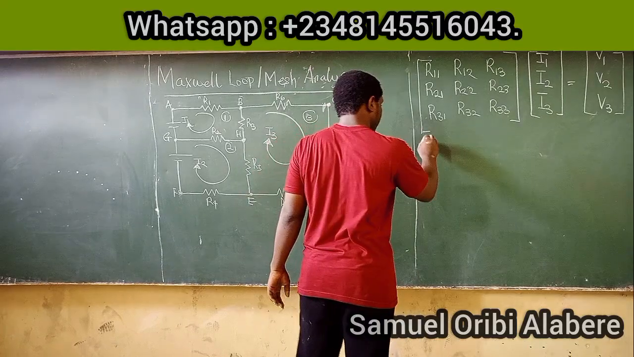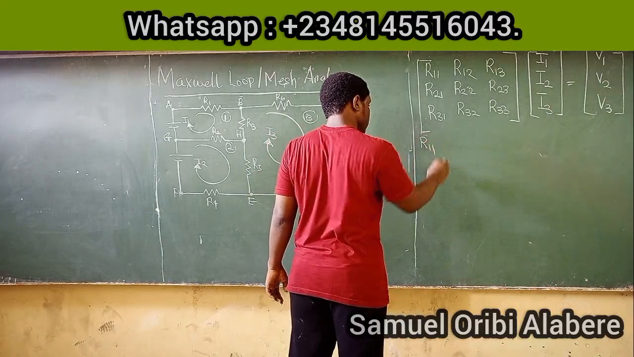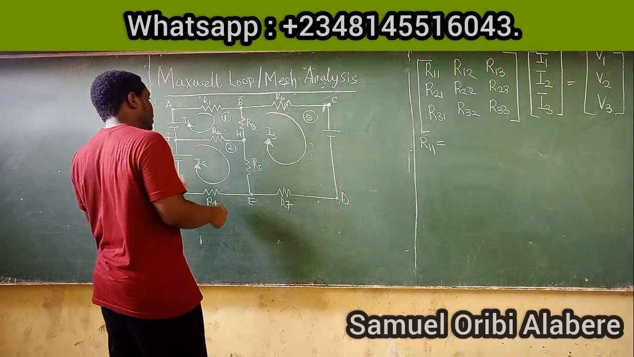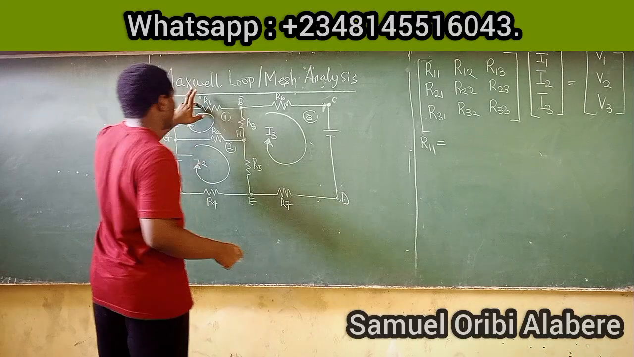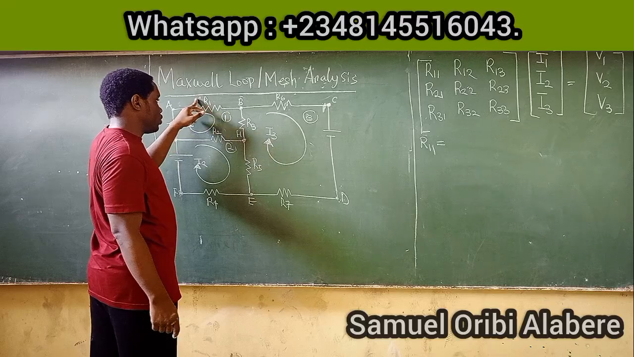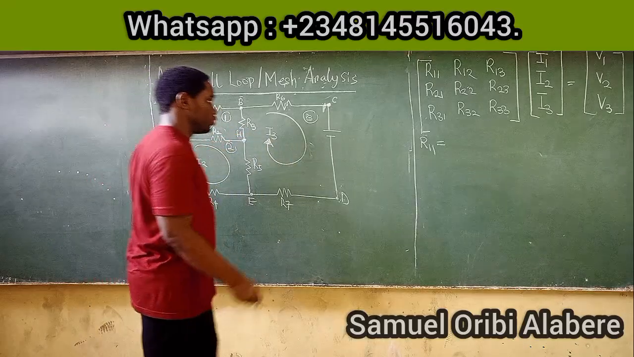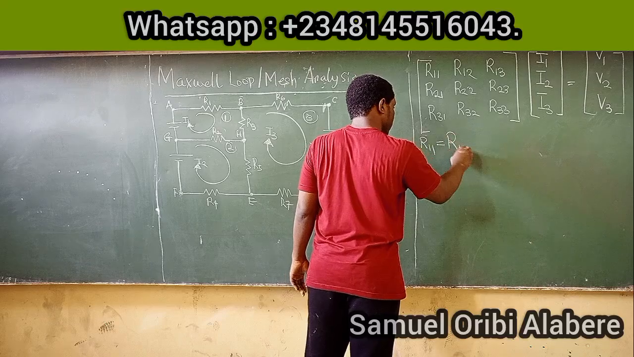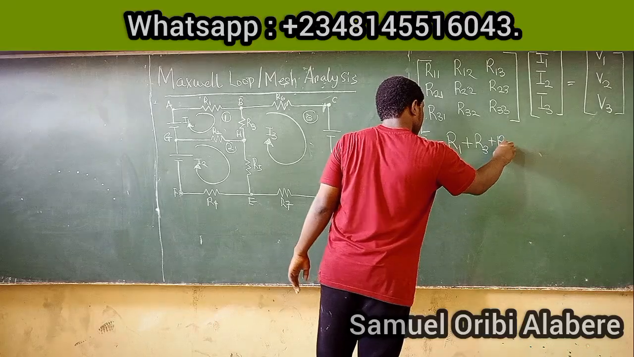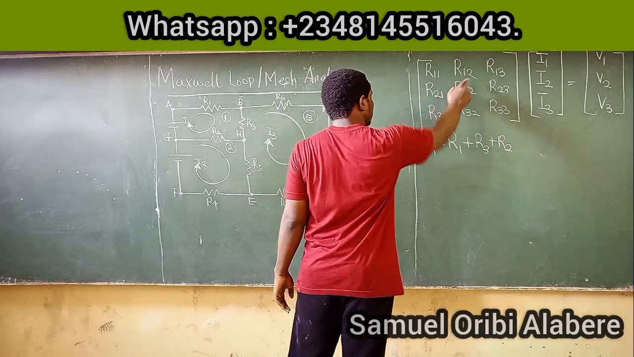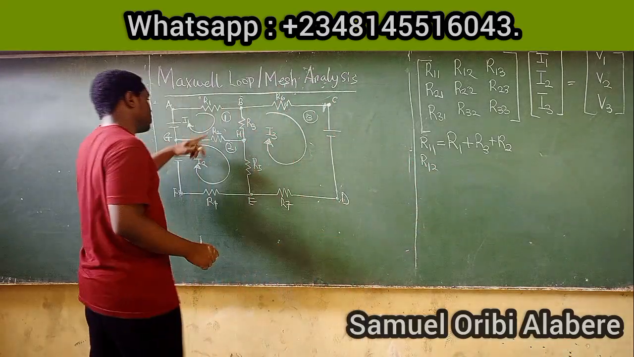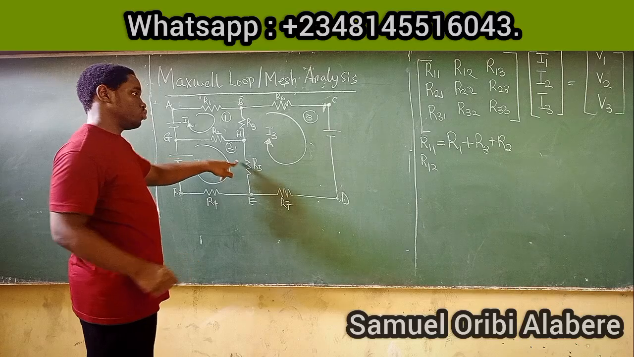So let's take note of what each parameter stands for in this formula. Here, R11 is equal to the total resistance that occurs in loop 1. So that will be R1 plus R3 plus R2. Then R12 is the common resistance between loop 1 and loop 2, which is R2.